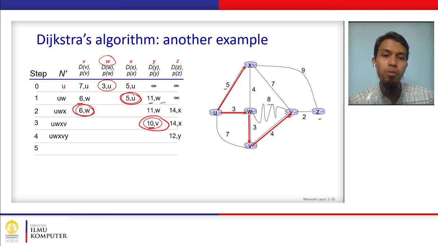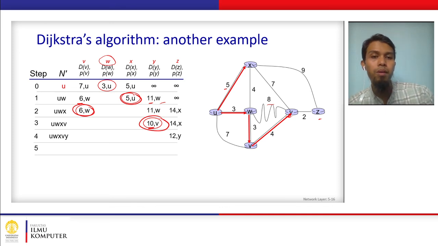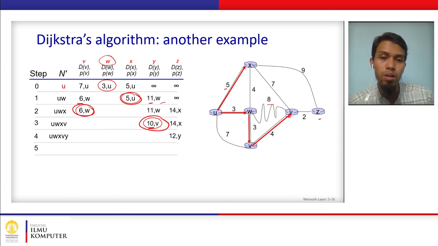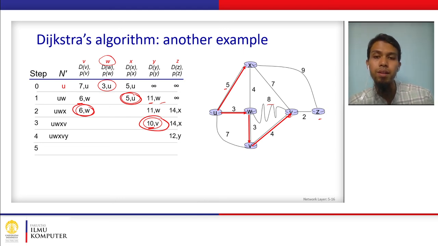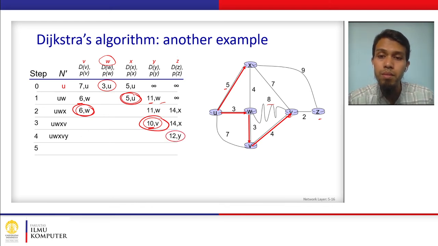And then if we go to Z from U through Y, we get an even cheaper cost than in the previous step. It was 14, now we have 12: 10 plus 2 equals 12. So we update the least cost path to Z. Now it becomes 12, and this is the remaining step, and then we add this to the N prime list.